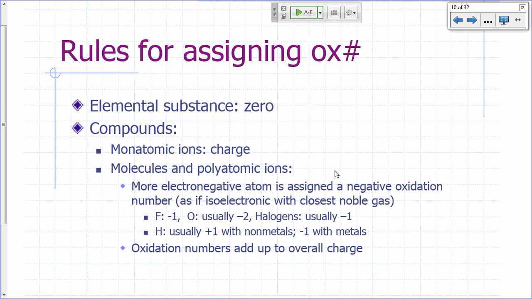So what are the rules for assigning oxidation numbers? If you're dealing with an elemental substance, there's no reason why electrons would belong to one element. If you have any shared electrons, there's no reason why they would belong to one atom versus another, since they're all the same. So for an elemental substance, the oxidation number for all the atoms is 0. If you're dealing with compounds, if the compound has monatomic ions, the oxidation number is just the charge.